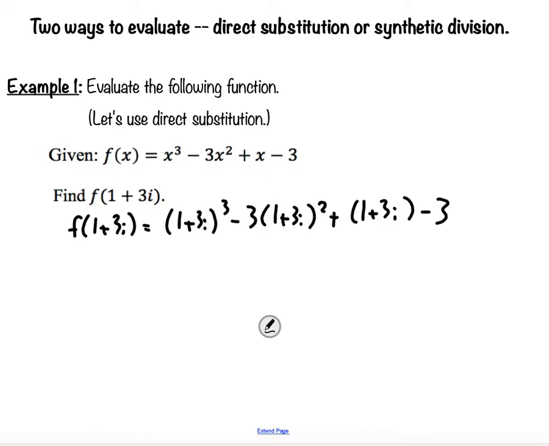Now, the biggest mistake that people make here is they really want to distribute that 3, right here, through the parentheses. That's not what that means. 1 plus 3i to the third means 1 plus 3i times 1 plus 3i times 1 plus 3i.